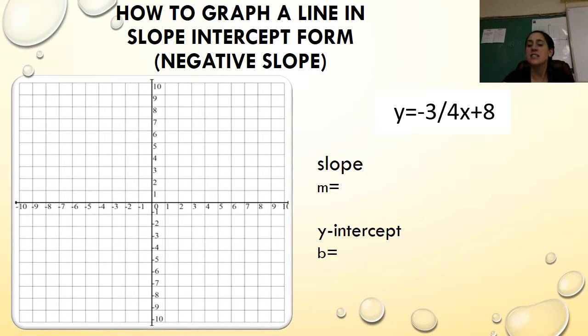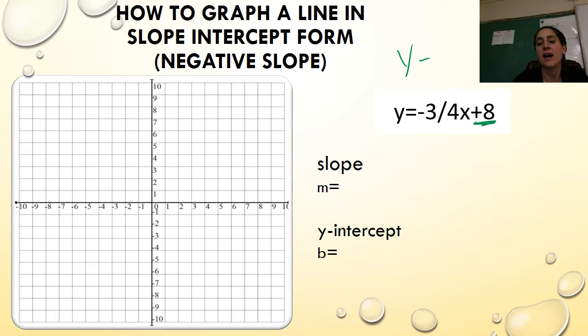All right, the next one we're going to look at is now when we have a negative slope. First thing I look for is my y-intercept. As we remember, y equals mx plus b. This is my y-intercept at 8. So I'm going to write that down, that my y-intercept is 8. I'm also going to put my first dot on my y-axis at 8.